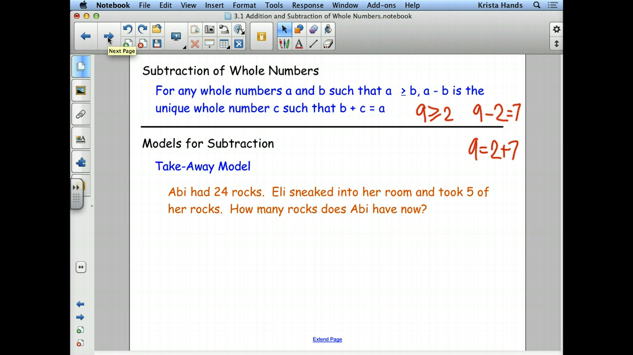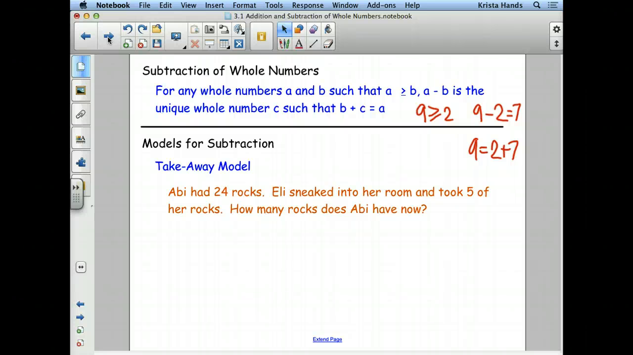And that is often how subtraction is first presented to children. The question is, what does subtraction mean? Well, if I want to do 9 minus 2, the question is, what do I have to add to 2 to get 9? Because you can turn it into something they already know. The question is simply what's missing. Right? So the first model is a takeaway model, and this is the one that people usually use. So this is probably the most common one.